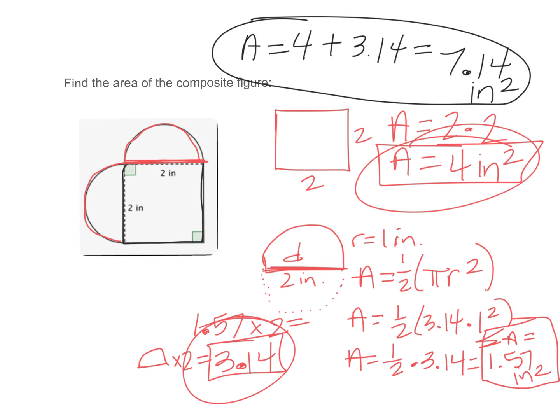Okay, what I could have done with my semicircle, and maybe you were thinking of this, is because these two are exactly the same, and because it's half of a circle and they're the same, they're basically one circle put together. So I could have just done pi r squared and not divided it by a half, because I could have just found the area of one circle because I had 2 halves.